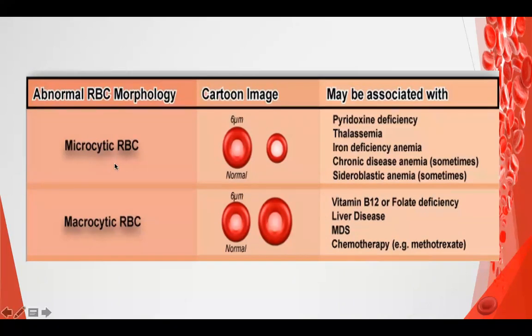With microcytic anemia, the red blood cells are going to be smaller than normal. And microcytic indicates that it's less than 80. So thalassemia, iron deficiency anemia, pyridoxine deficiency, and certain chronic diseases can also cause microcytic red blood cells.